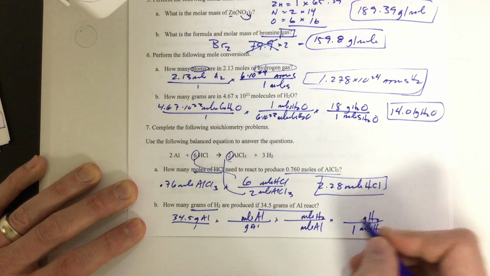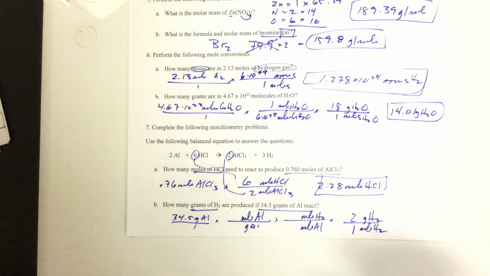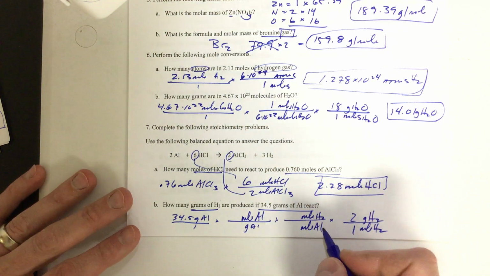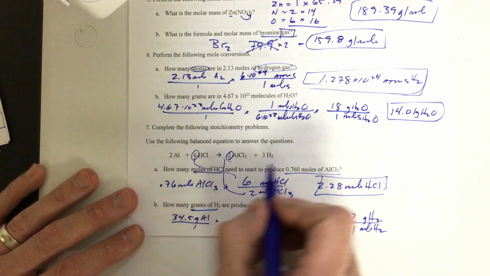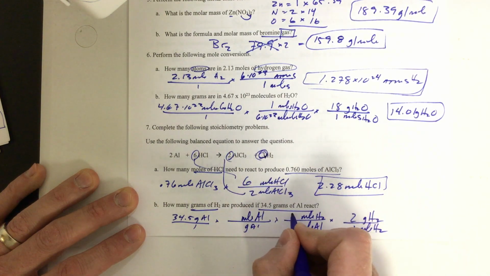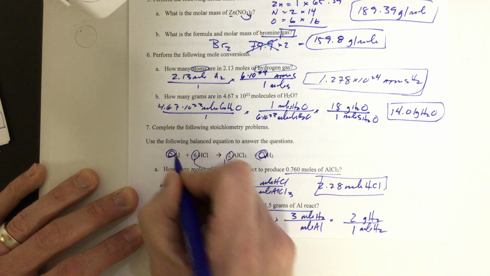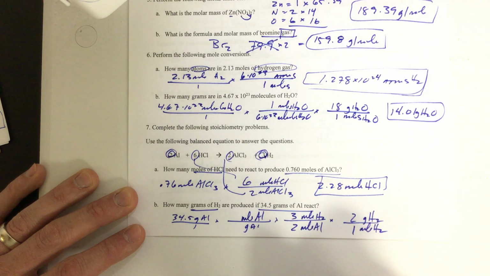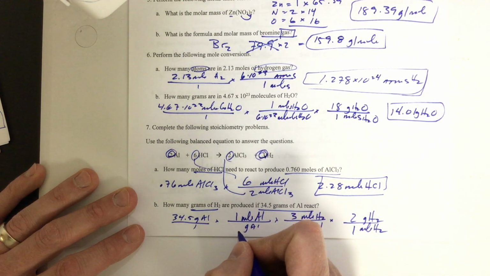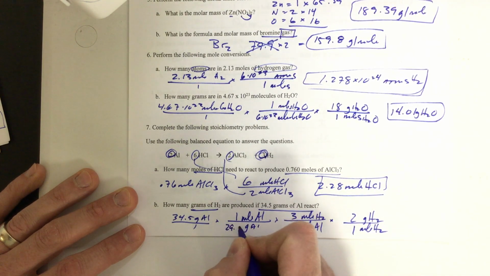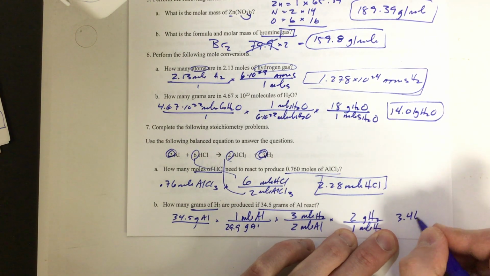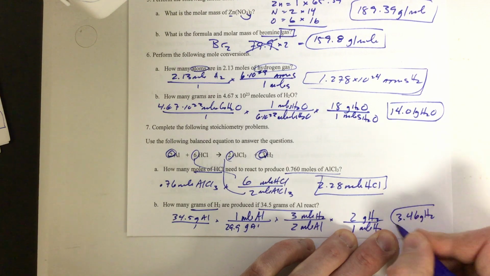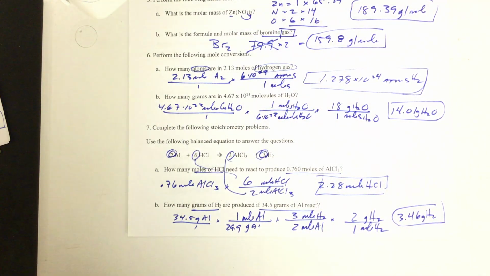Working my way back, it's always 1 mole. It's going to be 2 grams because hydrogen's molar mass is 1, and it's H2, so I've got 2 of them. Here's my mole to mole ratio, so I'm looking back at the top. I've got 3 moles of H2, and I've got 2 moles of aluminum. And then 1 mole here, and my molar mass of aluminum is 26.98. I plug all this into my calculator, and I'm going to get 3.46 grams of H2. Okay, so that's it for that page.